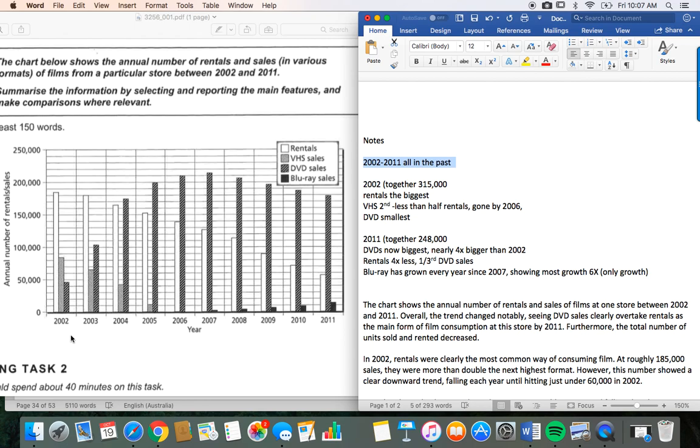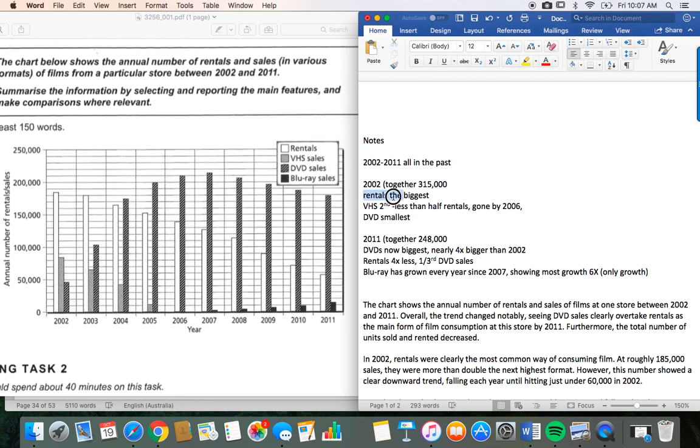Then I look at the year 2002, and I think, okay, altogether, all of these forms of consumption, rentals, sales, the total number was actually 315,000 units. Now, we don't have any information about how much money was being made. We just know the number of units. So I've calculated those all together. That's how much it is. Is it important to be perfectly accurate? No. But it is good to get a bit of an idea.